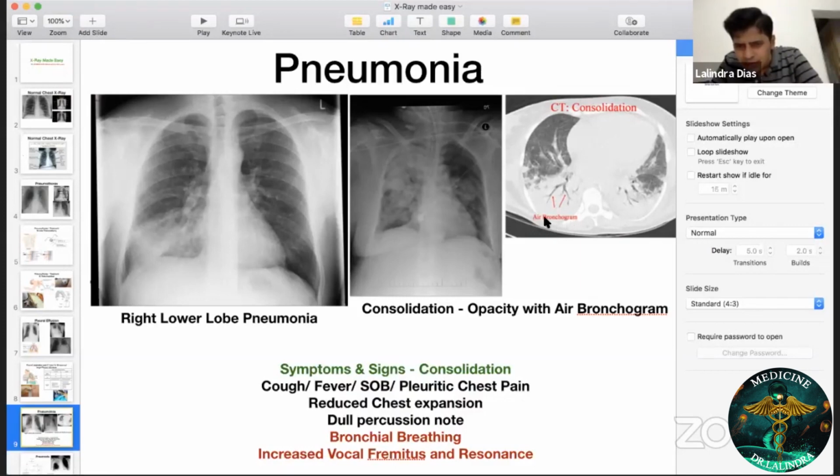Can you read this red sentence? That's air bronchogram. So that is what I taught you. It's a radiological sign of a pneumonia. So in the CT scan also, you can see this air bronchogram. These arrows point to air bronchogram. So now you know how to identify consolidation in an X-ray or even in a CT scan. So you see opacity with air bronchogram, these black lines.